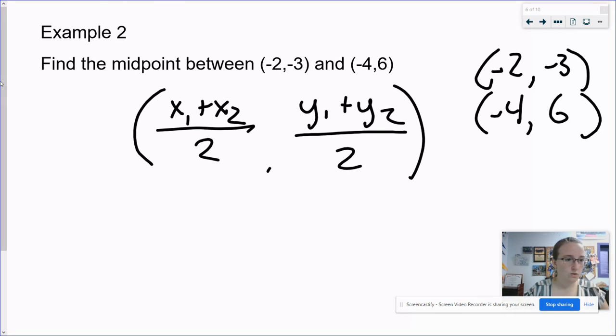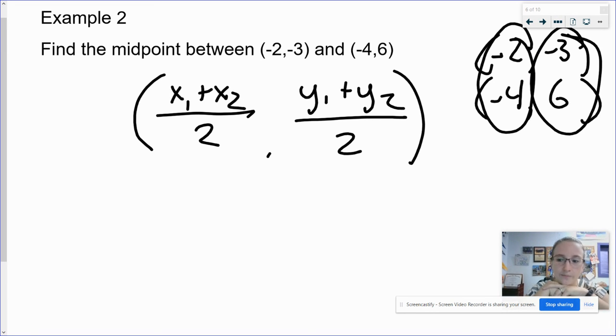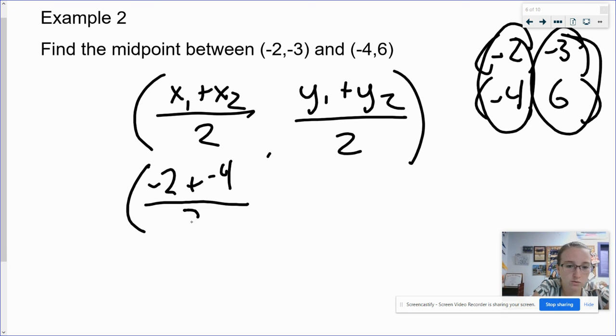Okay, so let's look at this. Here's my x's. Those have to go together. Here's my y's. Those have to go together. So I have -2 plus a -4. I hope you did this right. -2 plus a -4. Hopefully you know that means the same thing as -2 minus 4. It's the exact same. But you can just plug it into your calculator, -2 plus a -4, and it'll give you the right thing. And then we have -3 plus 6.